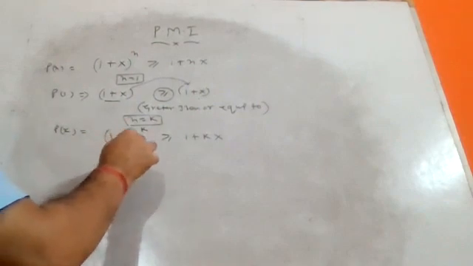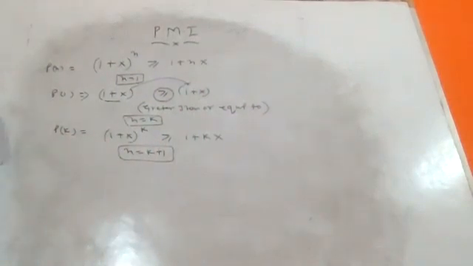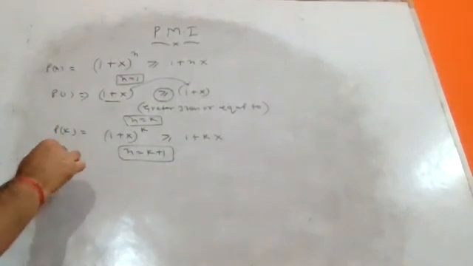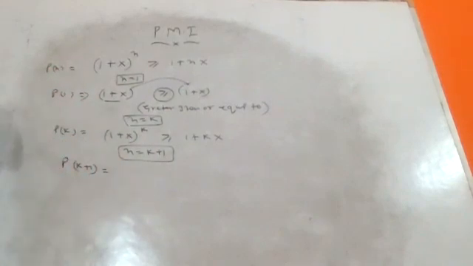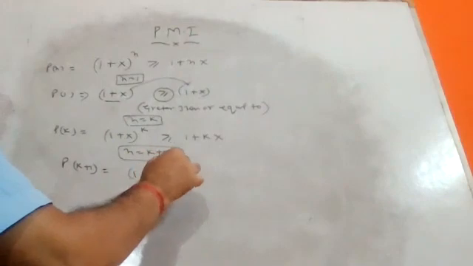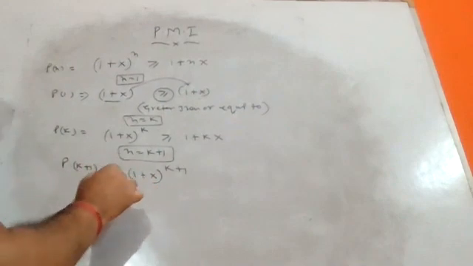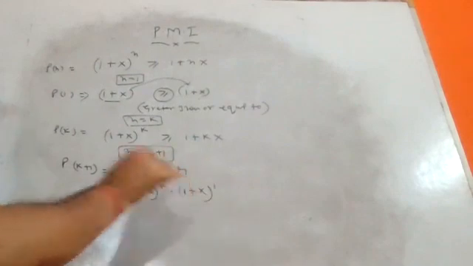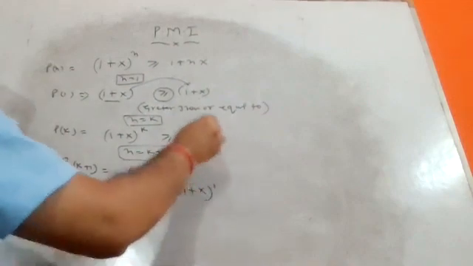And now we are going to verify that this is also true for n equal to k plus 1. If we put n equal to k plus 1, in place of n we put k plus 1, so (1 plus x) raised to power k plus 1. Now we can break the power: (1 plus x) raised to power k, and (1 plus x) raised to power 1.